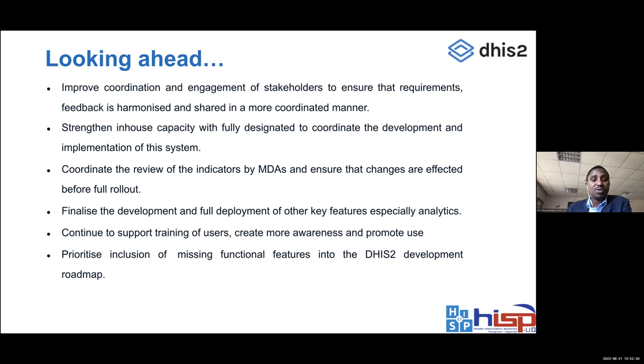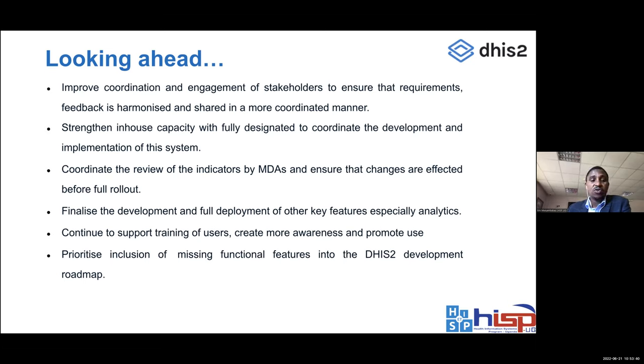Then strengthen in-house capacity with fully designated staff to coordinate the development. We are trying to train the technical teams at the Office of the Prime Minister and the National Planning Authority to fully coordinate the development of the system, but also the training specifically for the government ministries and departments, because not all of them were trained. We had a representative from 123 ministries and agencies, but there are still many more that did not participate. And we do think that the best way to build capacity and to support them is to really have a core team on the national level that is looking at this and able to scale in terms of support and providing technical assistance.